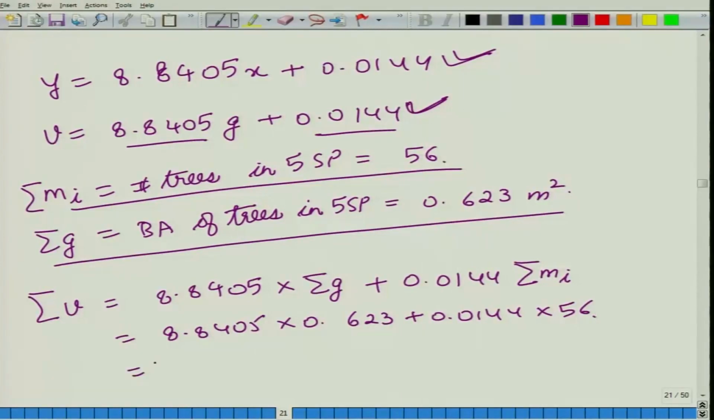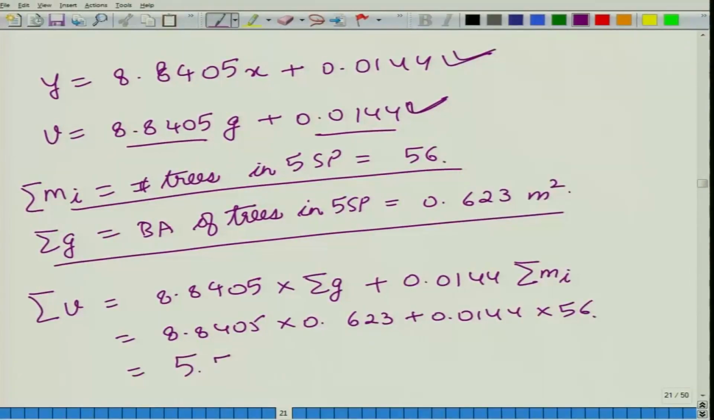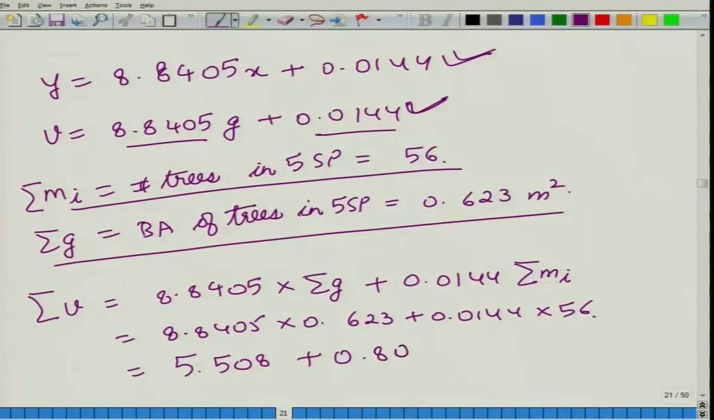So how much is that? So here we have 8.8405 multiplied by 0.623, which is 5.507, or rounding it off 5.508. So we have 5.508 plus 0.0144 into 56, so that is 0.806. So this is 6.314 cubic meter.